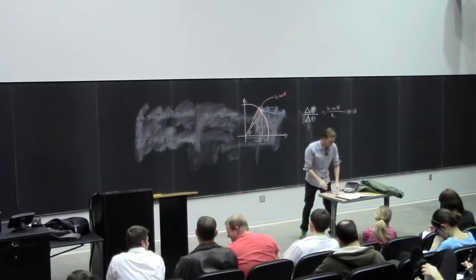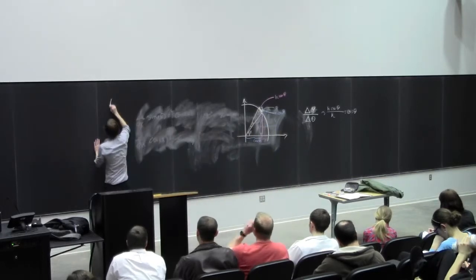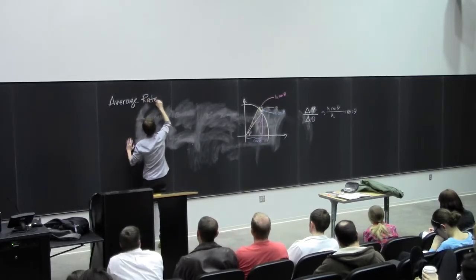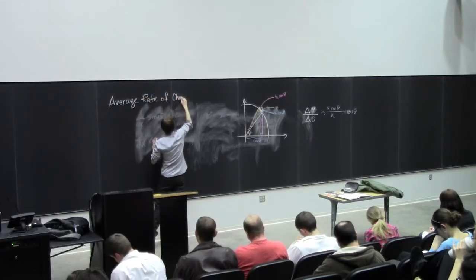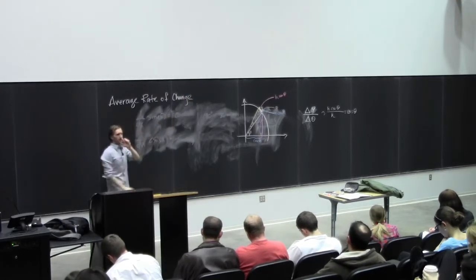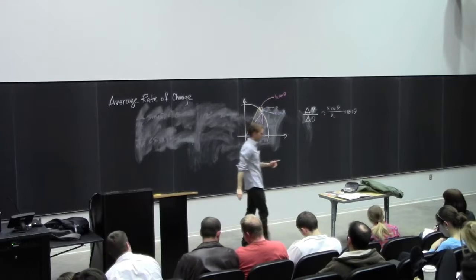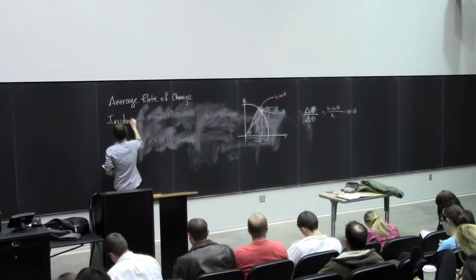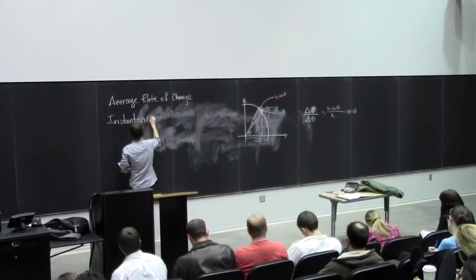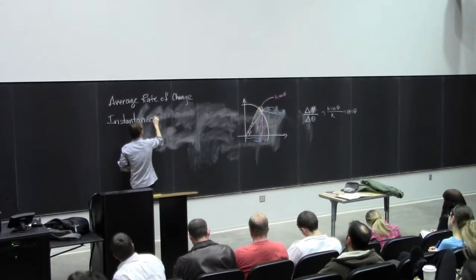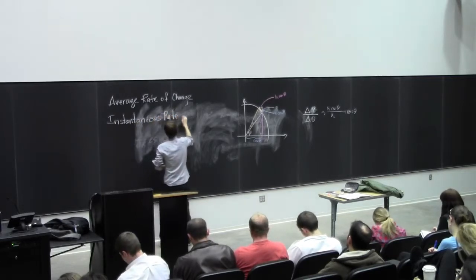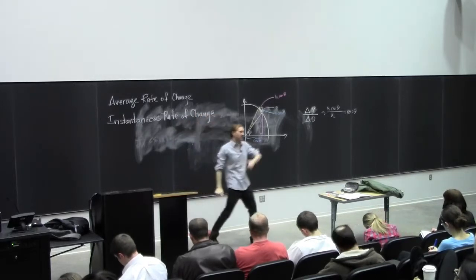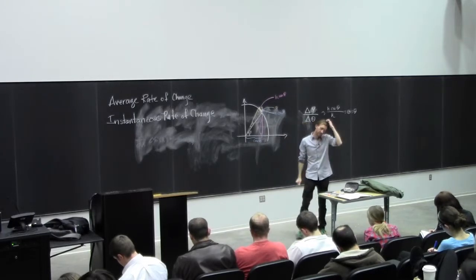So, we have two ideas. Average rate of change, and we have instantaneous rate of change. Average rate of change versus instantaneous rate of change.